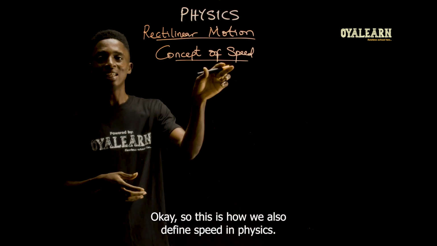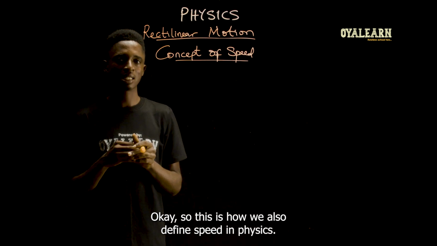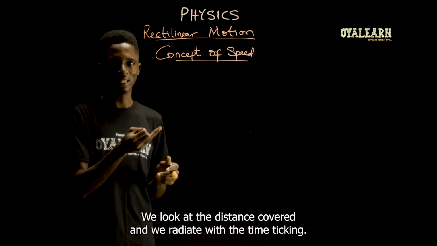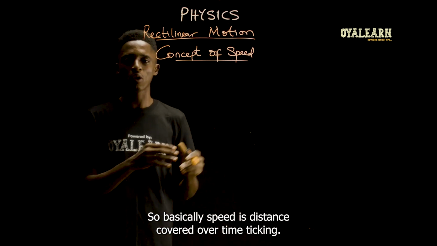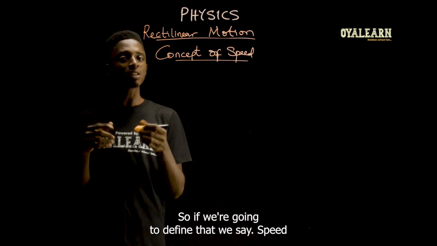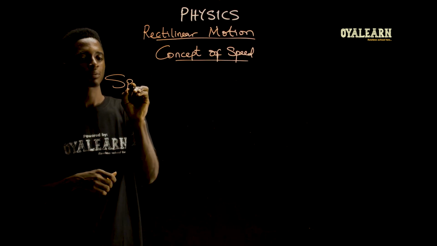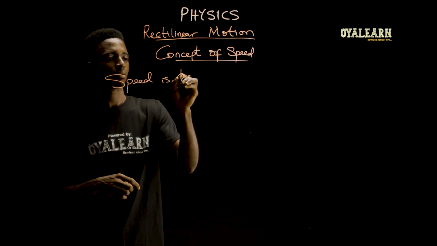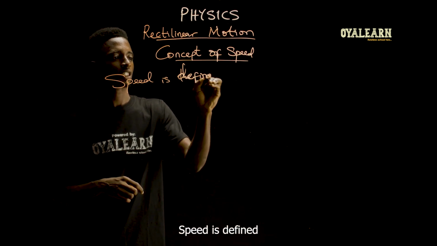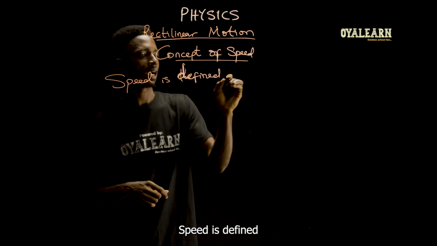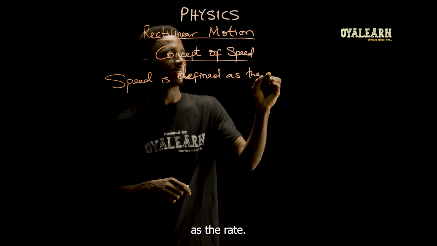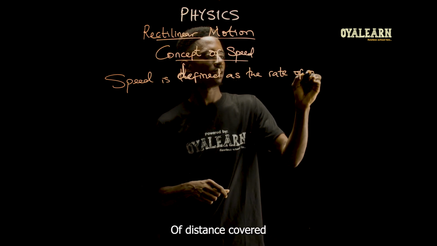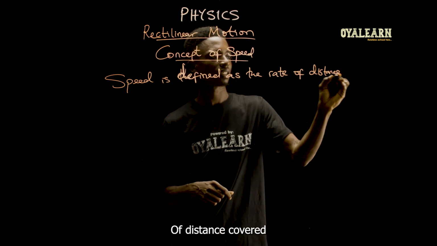So this is how we also define speed in physics. We look at the distance covered and we ratio it with the time taken. So basically, speed is distance covered over time taken. So if we're going to define it, we'll say speed is defined as the rate of distance covered.